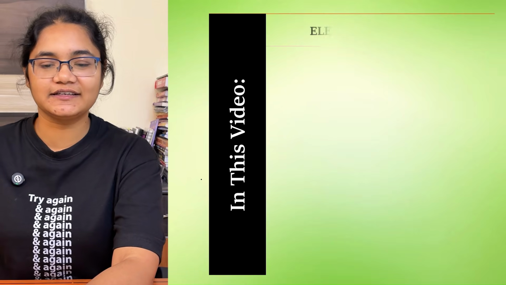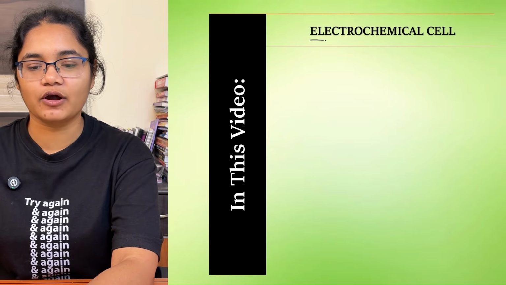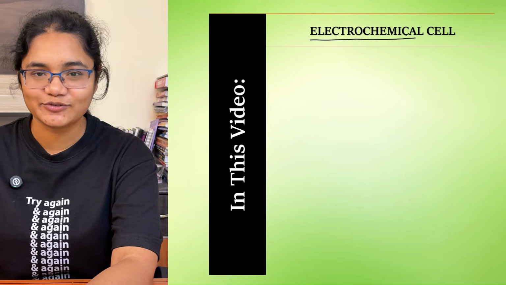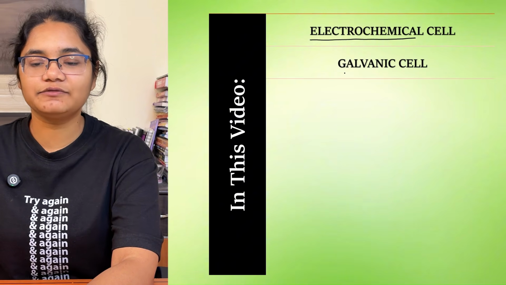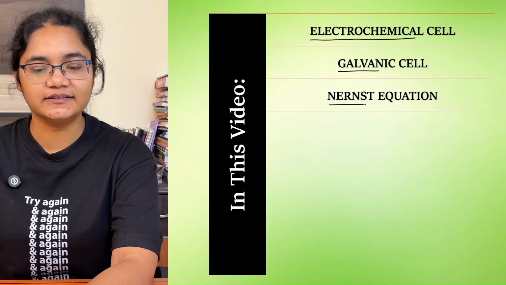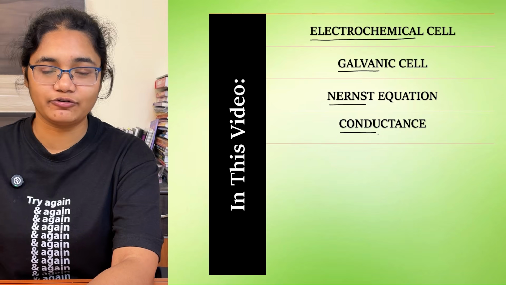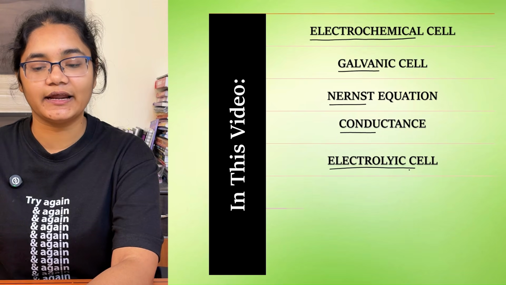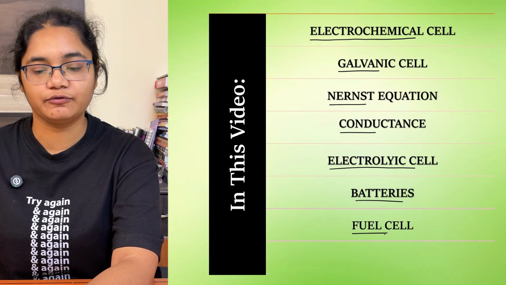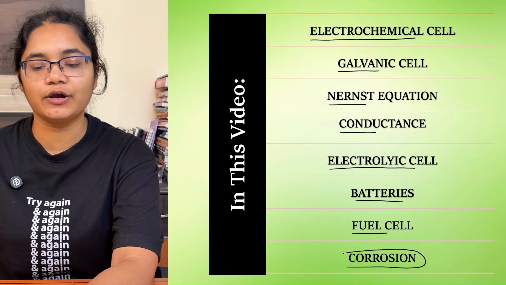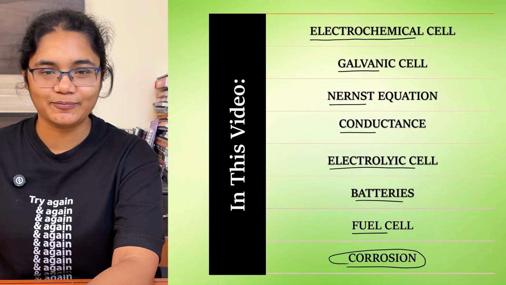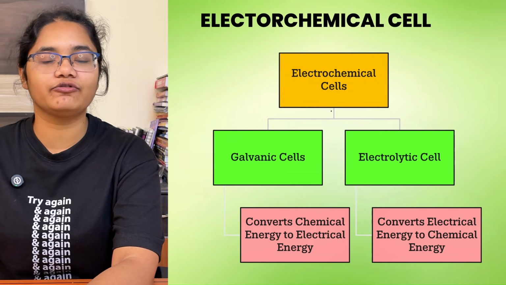First of all, we'll discuss the topics of this chapter. First we'll talk about electrochemical cells: how many types of cells are there and what are they? Next, we'll talk about the galvanic cell in detail, the Nernst equation in detail, conductance of electrolytic solutions, then what is an electrolytic cell, what is a battery, what is a fuel cell, and lastly, a very common phenomenon, that is corrosion.